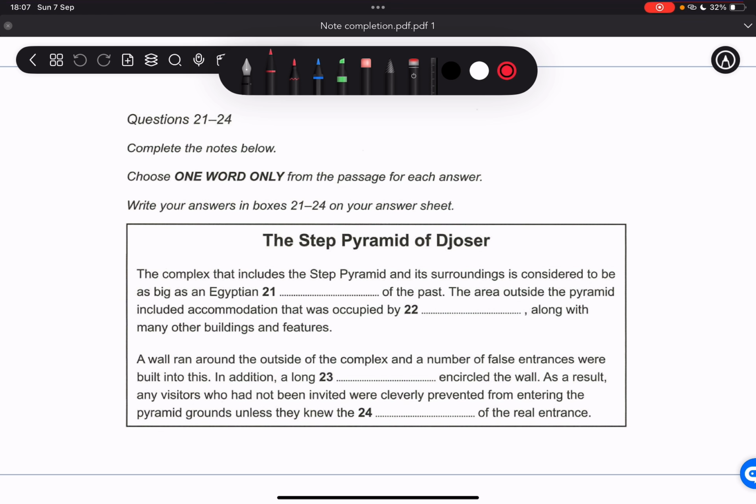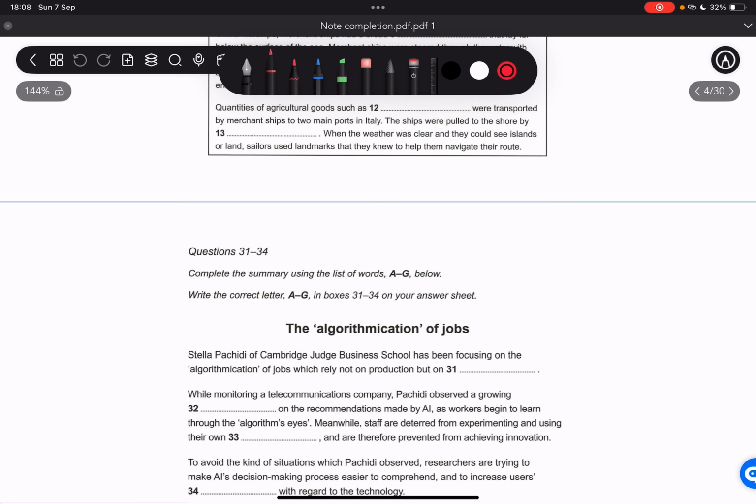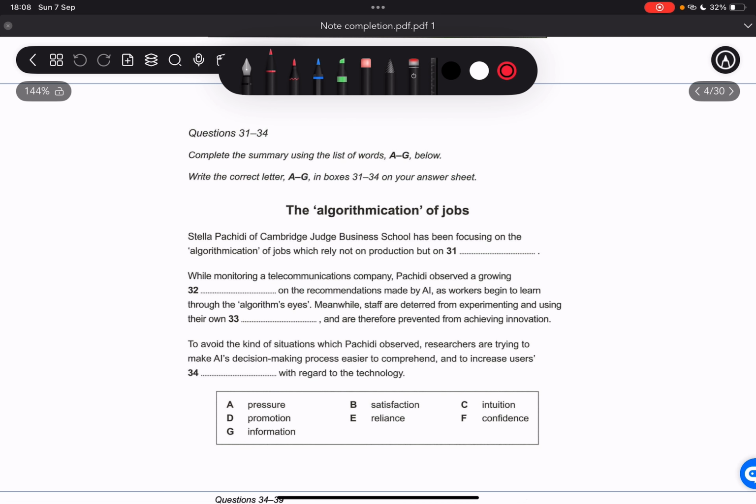Here, as you can see, it says complete the notes below. It means that is note completion. Here we see complete the summary below. It is a summary completion. Here I also show another summary completion, but this time it is a bit different than the previous one, as this one has a word list that you have to pick the words from.